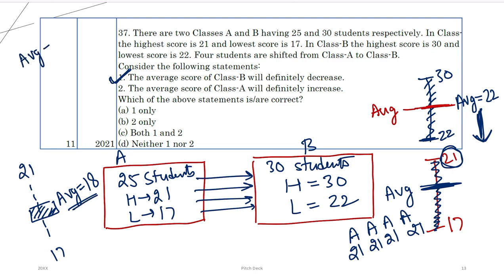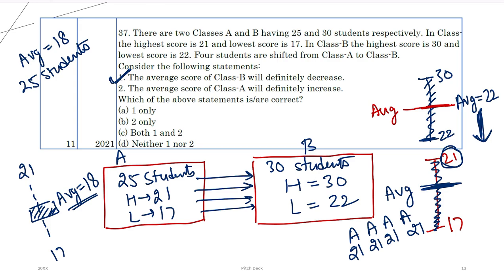Since the average is 18 in class A and there were how many students? 25 students in the class. Now let's assume every student has a score of 18 marks. Like 25 students, everyone has 18, 18, 18, 18, everyone, right? Now this case is also possible. This case is possible that there are 25 students, all have marks of 18 because the class average is 18.